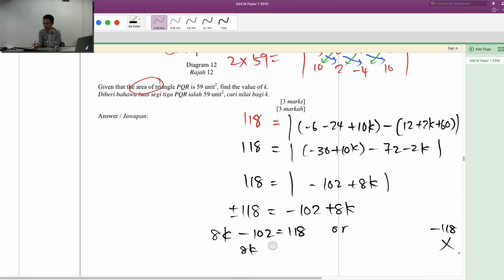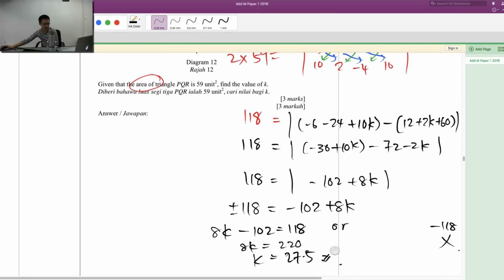So 8k, I move to the other side, it will plus 102, should be 320. I mean 220, isn't it? My math is just getting bad. Let me use the calculator. Yeah, 220. So k is just 220 divided by 8, which is 27.5. Yep, just like this.